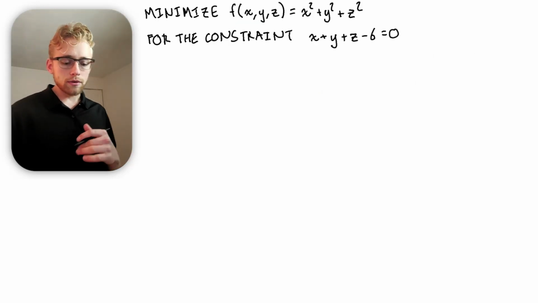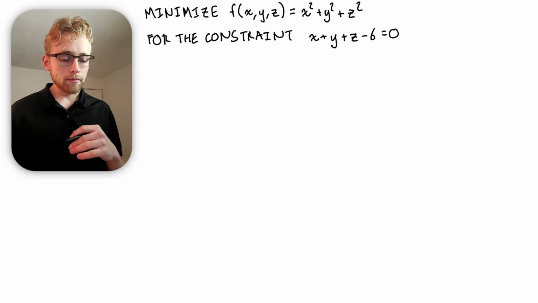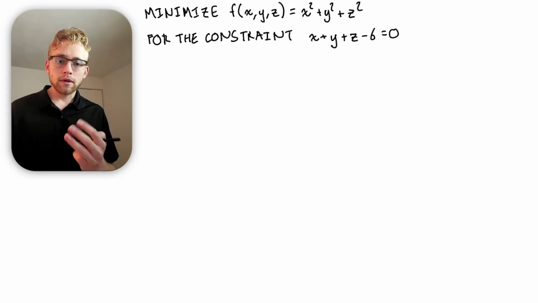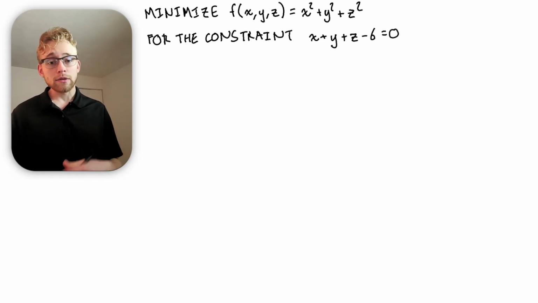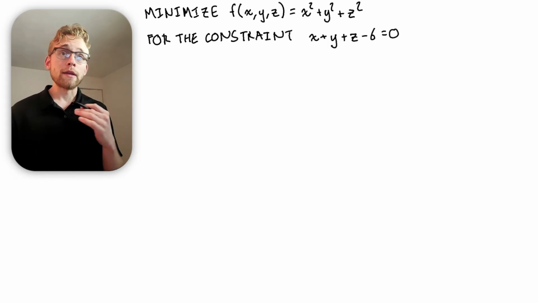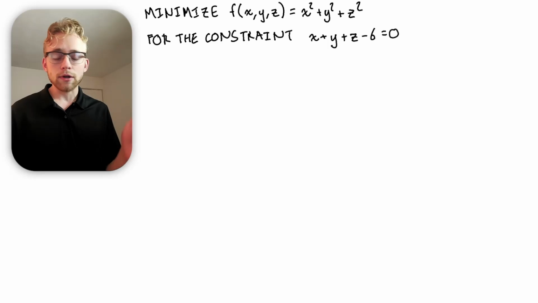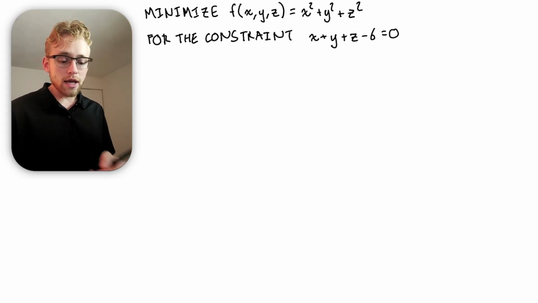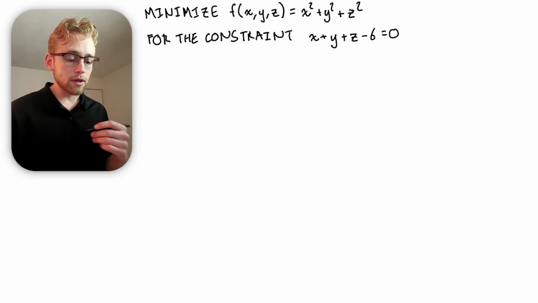All right, now let's do a little bit more difficult problem. This time we're going to do a function of 3 variables. As you know, the Lagrange multiplier can continue to scale to as many variables as you want it to. So this is a function of three variables. Minimize f of x, y, z equals x squared plus y squared plus z squared.